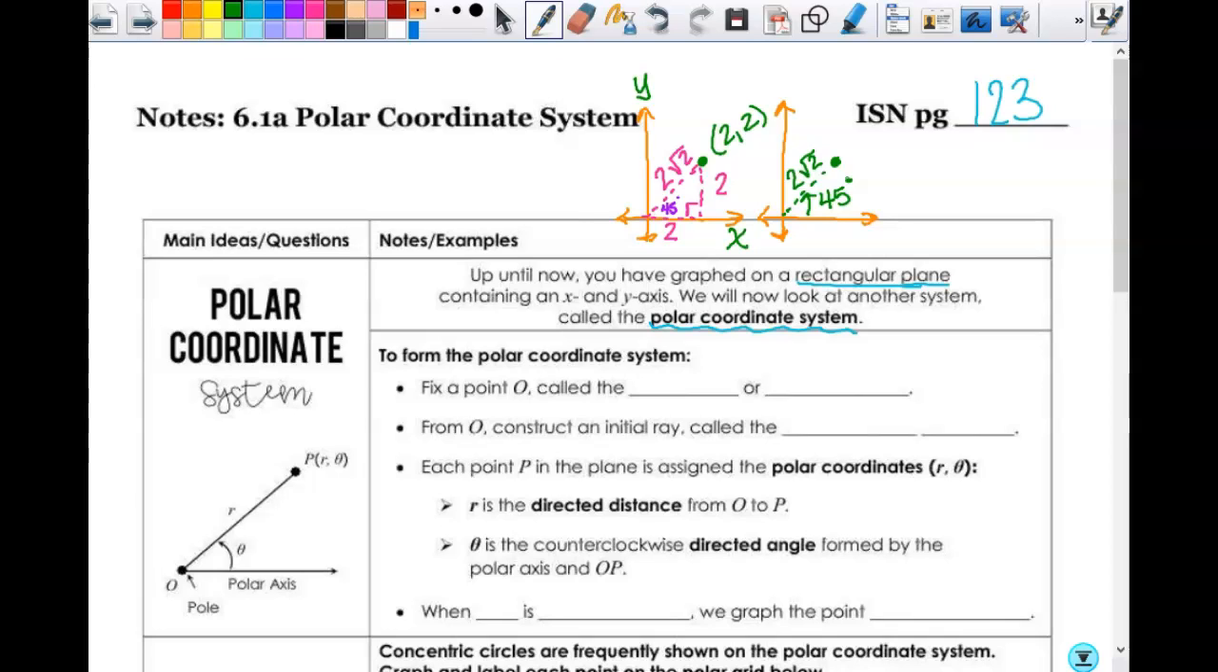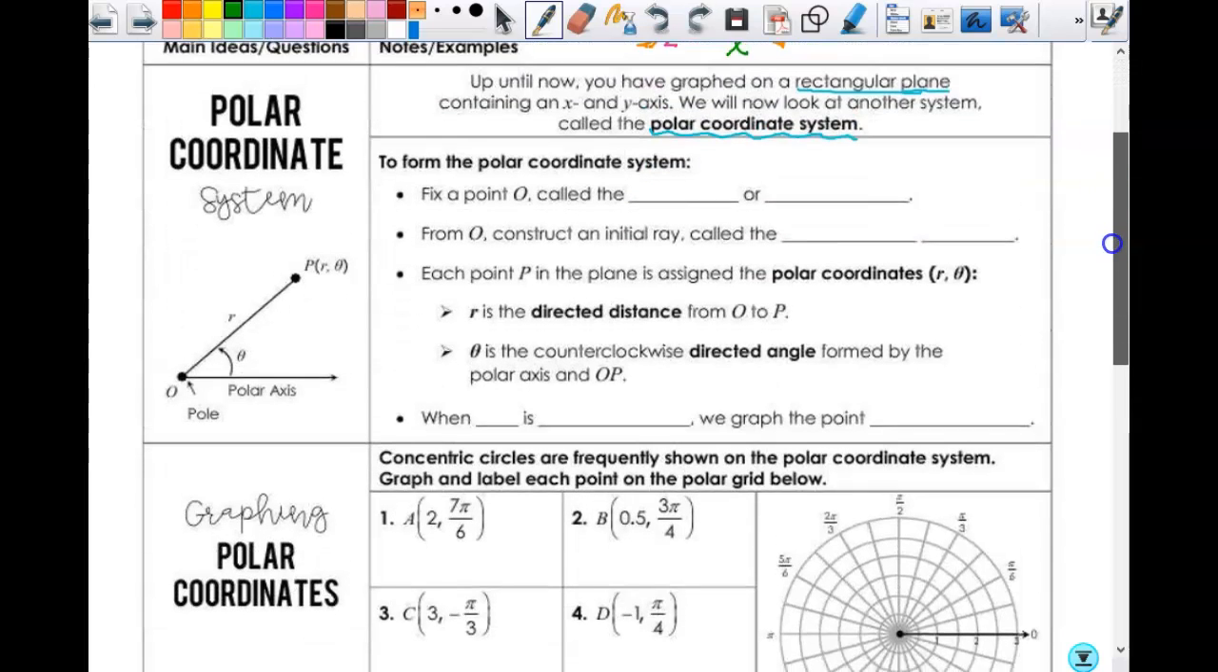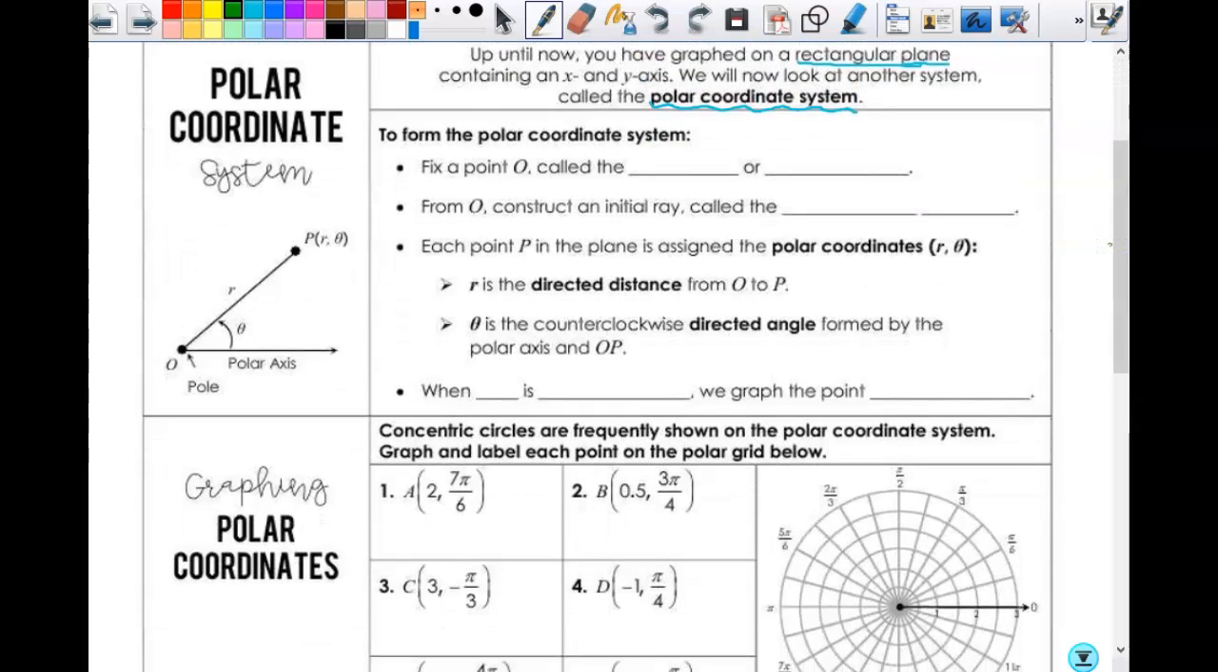But there's just two different ways to get there. Okay, so our polar coordinate system over here, we don't have an x and a y axis. I know I drew it like that right there, but that was just so you could kind of match the thoughts together. It says you fix a point O called the pole or origin.